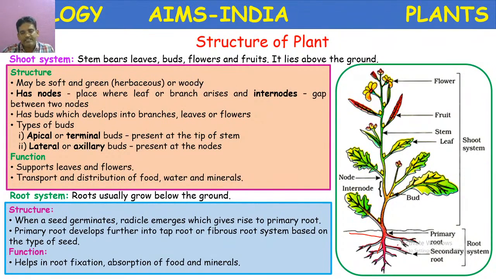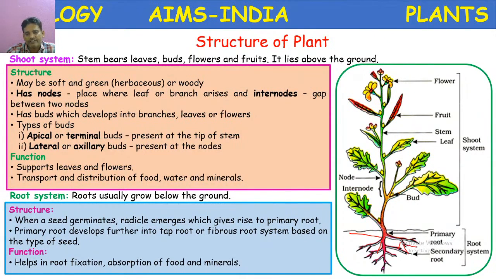The root emerges and gives rise to the primary root. Primary root means the main root. This primary root grows straight into the soil, and it may be of two types, either tap root or fibrous root. Tap root means only one main root is present, with very few branches. But in a fibrous root, a greater number of branches are there. The primary root gives rise to secondary roots.